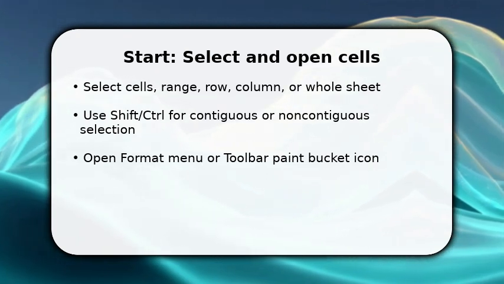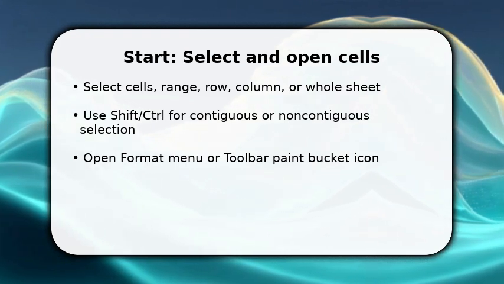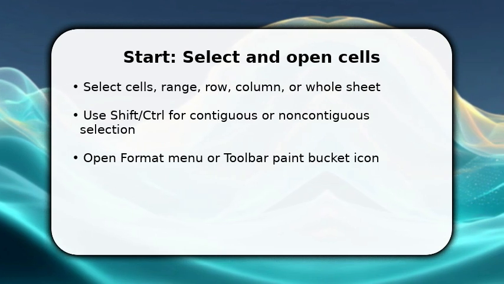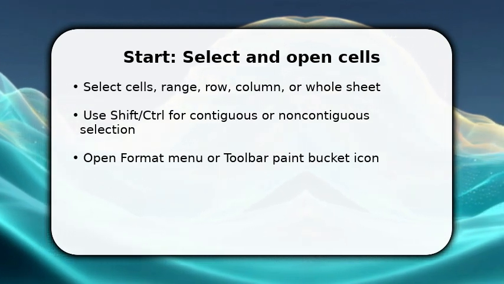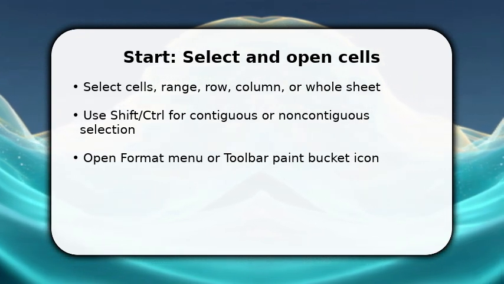Make sure to check whether you selected a single cell, a range, or entire rows or columns so you don't recolor unintended data. If you work with multiple non-adjacent ranges, hold Ctrl or CMD while clicking. This lets you apply one color across separated areas.